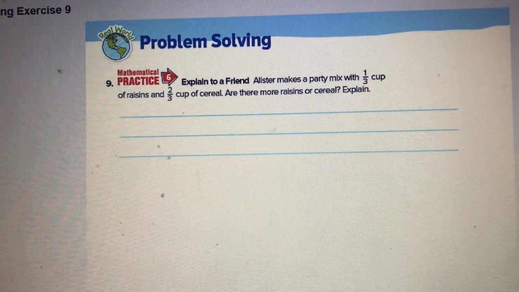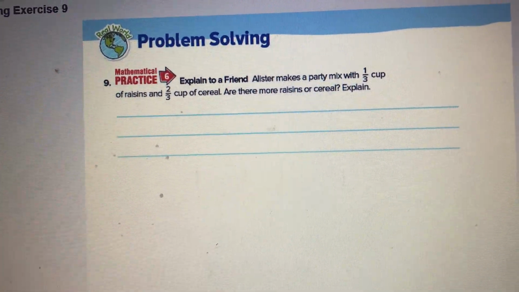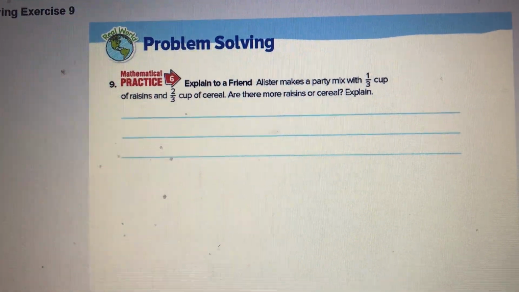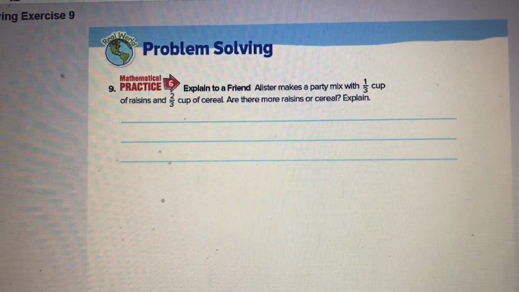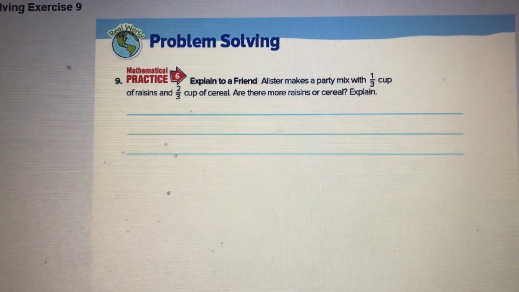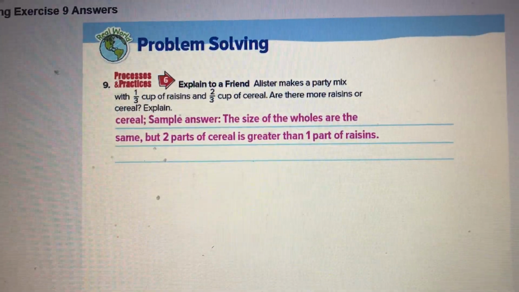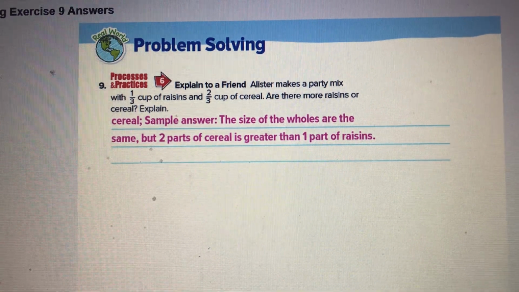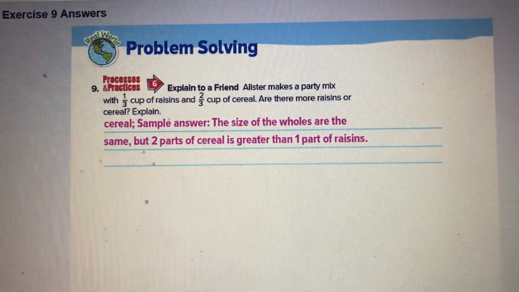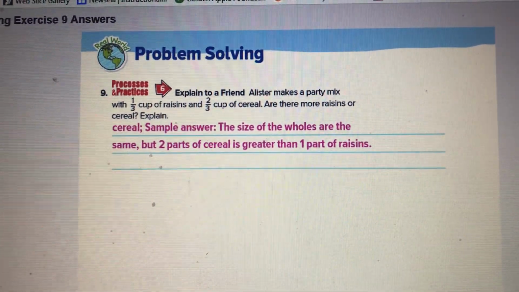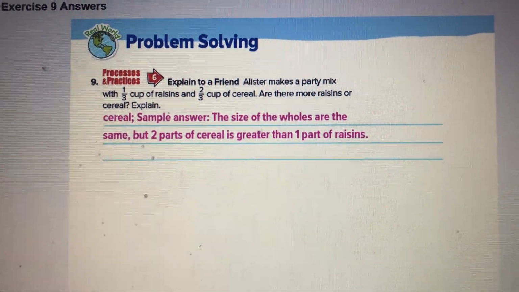Okay, number 9. Alistair makes a party mix with 1/3 cup of raisins and 2/3 cup of cereal. Are there more raisins or cereal? Explain. This is where you might want to line up your fraction strips and figure it out on your own if you need to. But you shouldn't need to on this one because you have the same denominator. So the size of the wholes are the same, but 2 parts of cereal is greater than 1. So you're looking at that numerator on top.